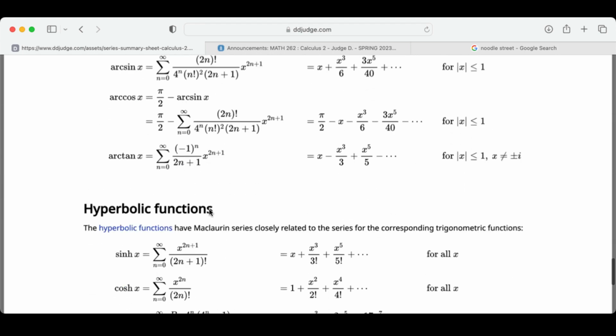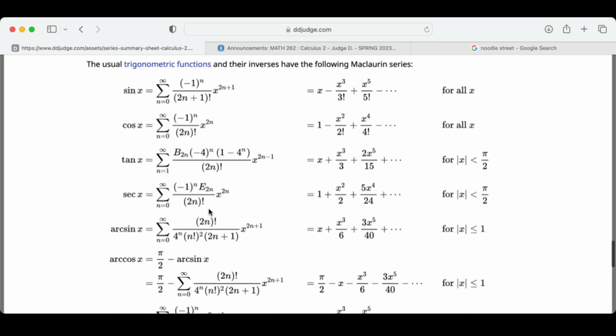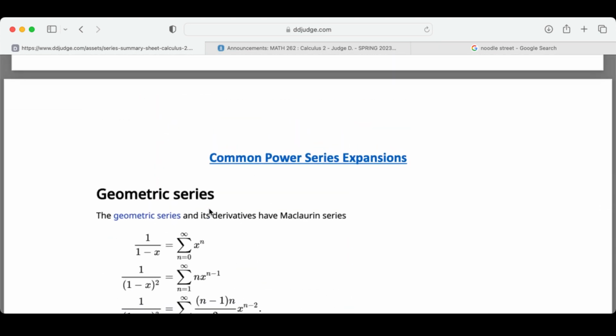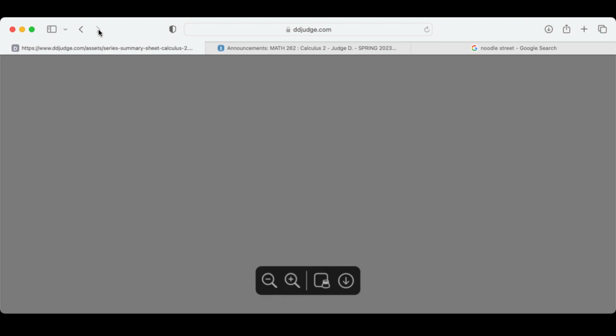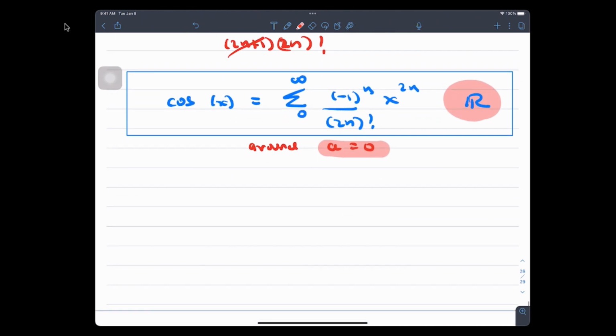I gave you more here. We're not going to use these others, but I copied it from a website, and I put the reference links there. I believe I did. Yeah, I put the link there. So I just gave you more than you actually need. And so this is all the power series expansions.